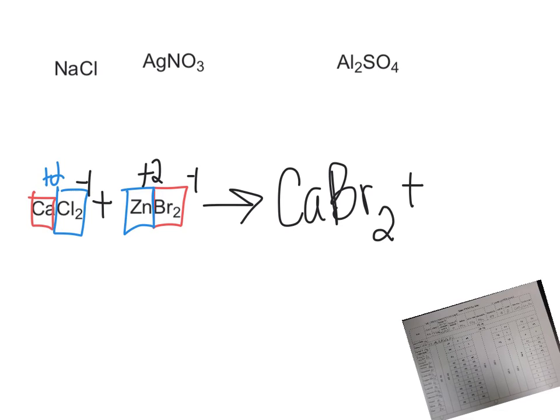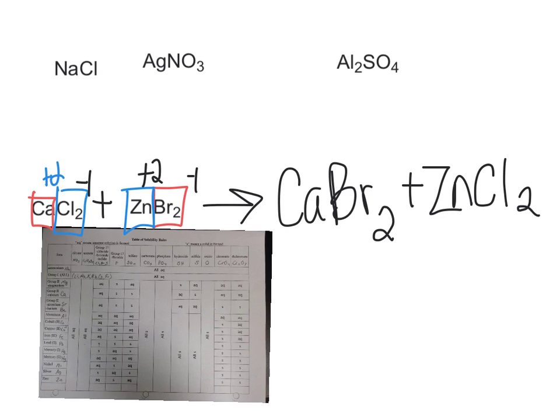Second compound is going to be zinc. Start with that positive first. Chlorine. So zinc plus 2, chlorine minus 1. We're going to end up with 2 chlorine when we crisscross. Now we're going to go to our solubility chart. So our first compound is calcium, who's here, and bromine, who's here, and they're going to form an aqueous solution.